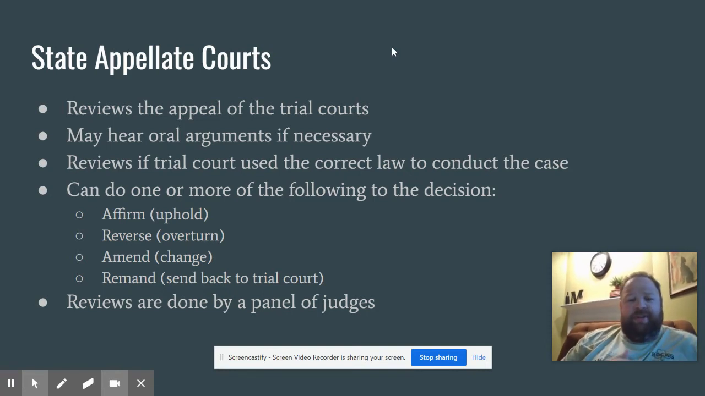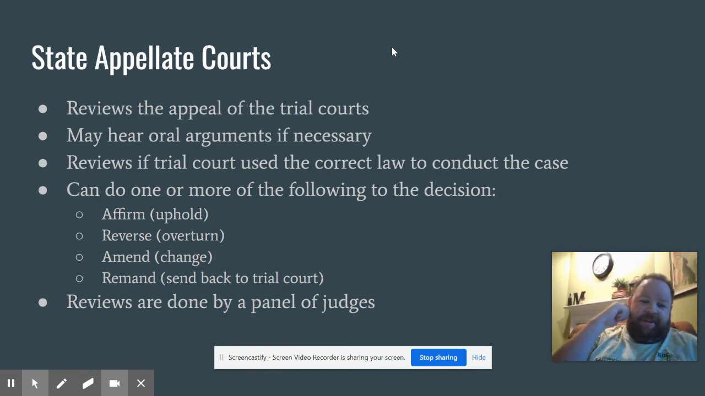Very similar to the federal court, they can do one of four things. They can affirm the decision of the trial court, which means they uphold it. They can reverse it altogether, which means they overturn it. Amend, which means they can change what went on, or remand, which means they just send it back to the trial court for a new case or a new session. Reviews are done at the appellate level by a panel of judges.